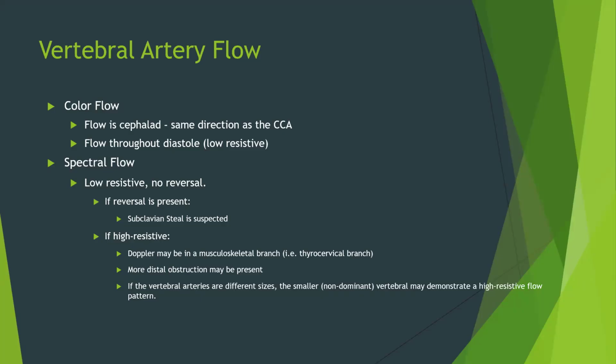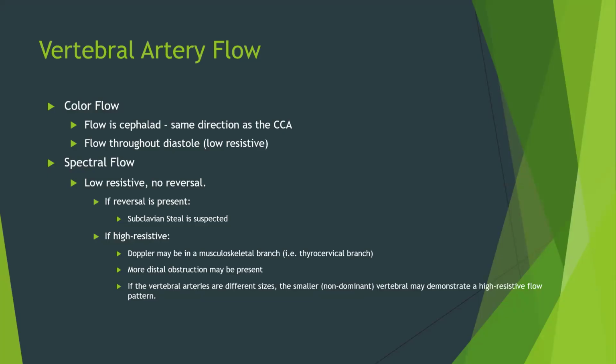If we have high resistive flow in the vertebral artery, we could be in a musculoskeletal branch. There could be a more distal obstruction, most likely, especially if we know for sure that we're in the vertebral artery. So we lose the end diastolic presence in that vertebral artery because we're normally feeding a low resistive bed. And if there's a distal obstruction, we're going to lose that low resistive bed and it's going to become higher resistant. That's why waveform analysis is huge when it comes to the vertebral artery.